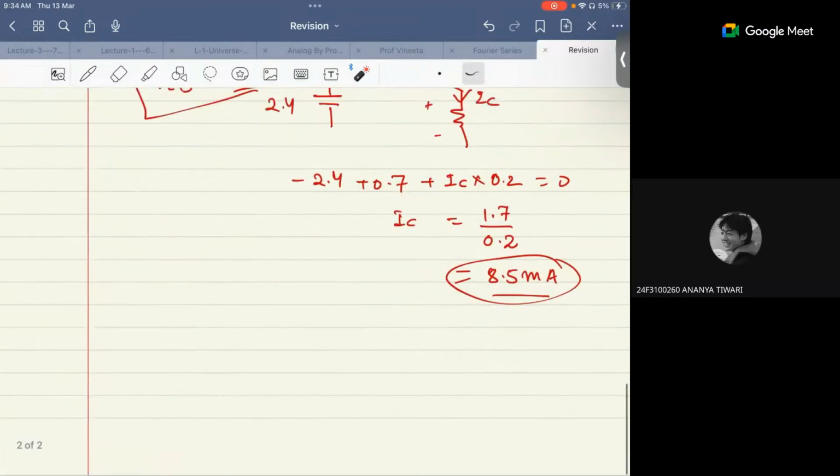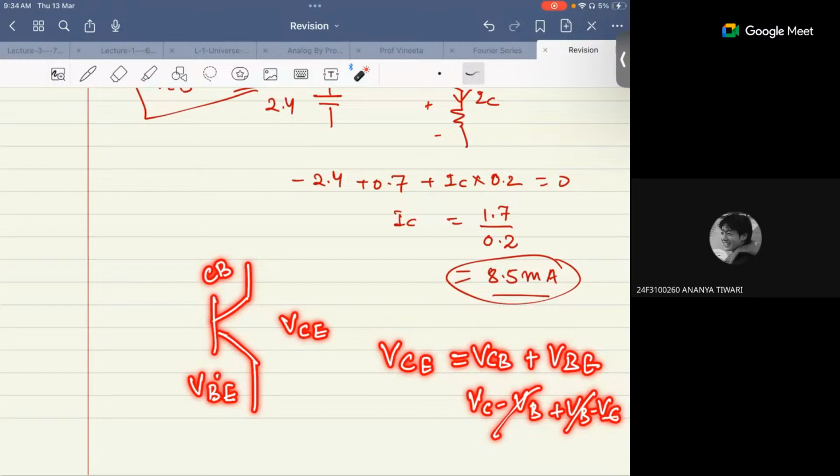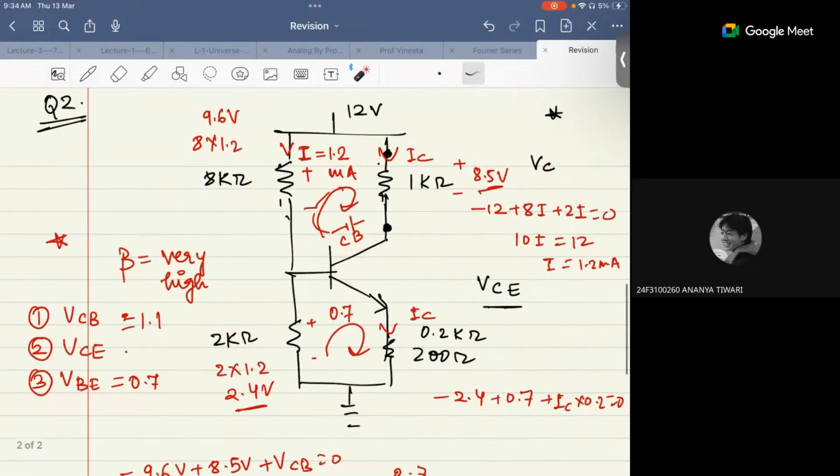For BJT, you already know you have VCB, VCE, and VBE. You already know that VC is VCB plus VB minus VE. If you write it as VCB minus V plus VB minus VE, this will get cancelled, and you'll be left with VCE. So this is 1.1 and this is 0.7, so this will be 1.8. Is it clear to everyone, or should I explain it again?